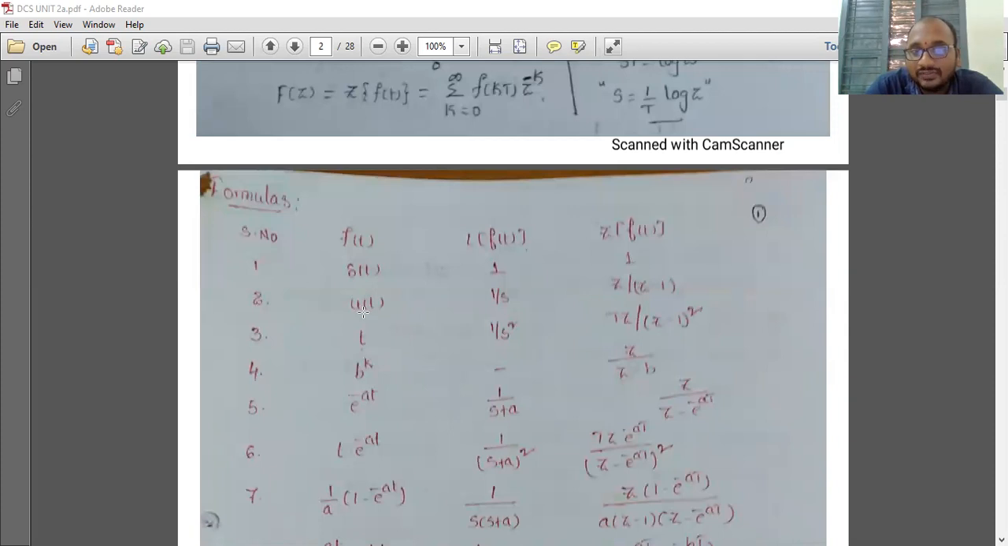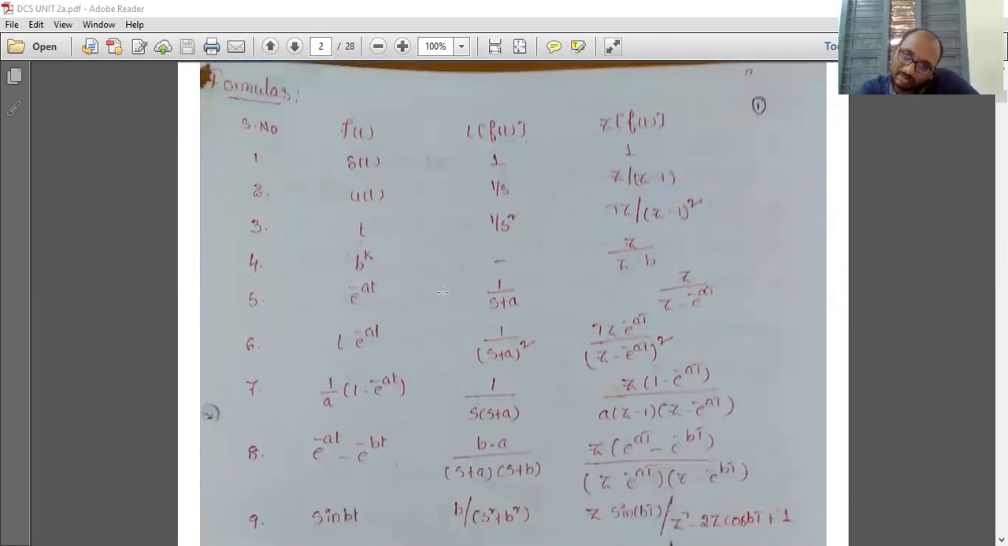And z transform of unit step signal is z divided by z minus 1. Z transform of ramp signal t is equal to tz divided by z minus 1 whole square. We will check all these formulas, we will derive them. But you have to remember the answer of that derivation. Z transform of impulse signal as 1, Z transform of unit step signal as z divided by z minus 1, Z transform of ramp signal tz divided by z minus 1 whole square.